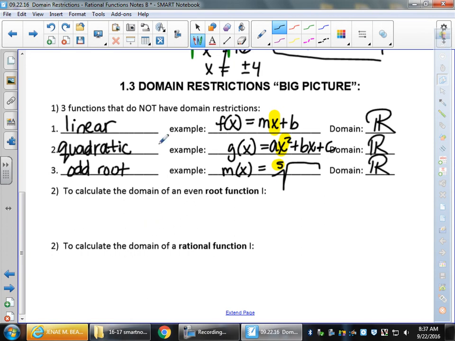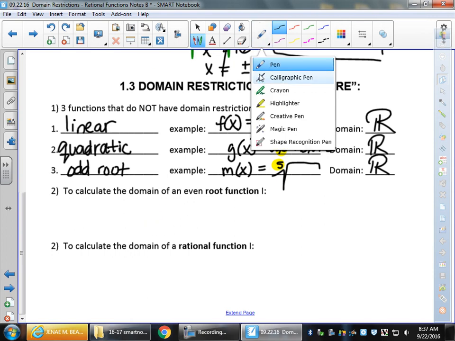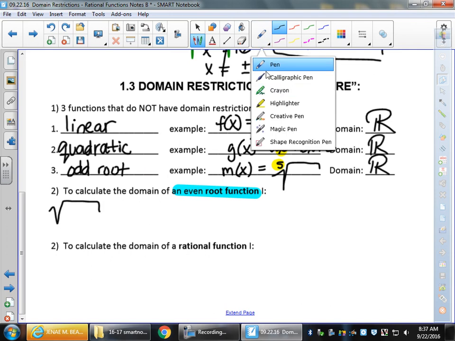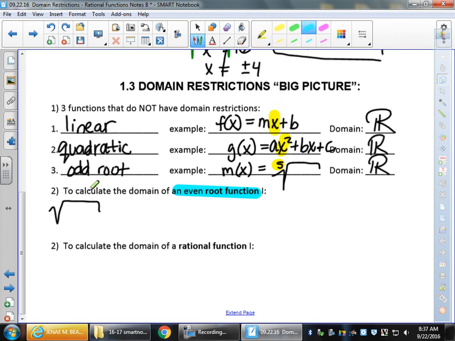For even root functions, let's highlight that. Even root. Even root. What do we do from yesterday? We take what's underneath. We're going to draw ourselves a little picture. Take underneath the radical and do what? Write me a sentence. You write it. Just one quick sentence.